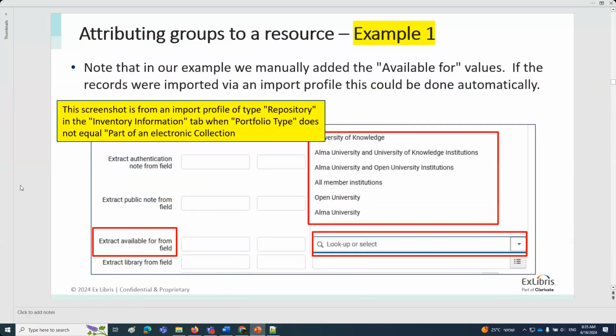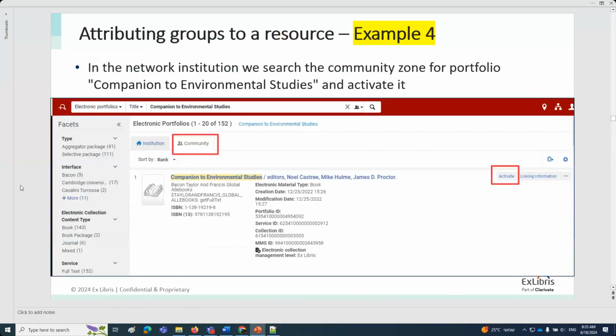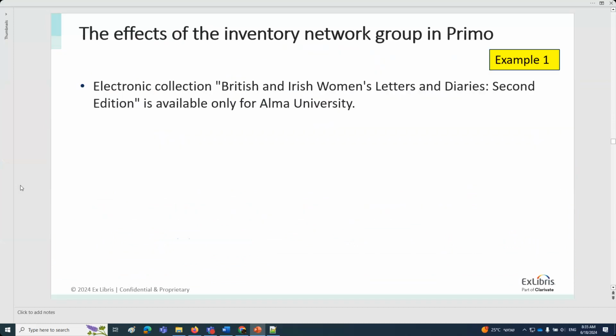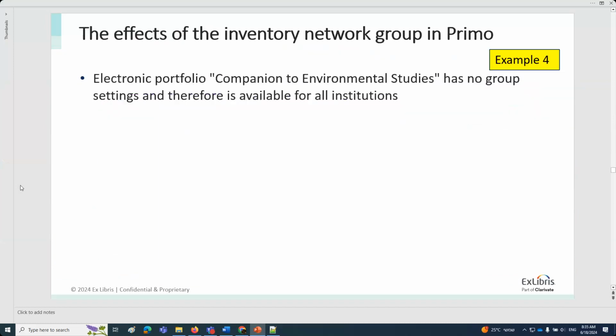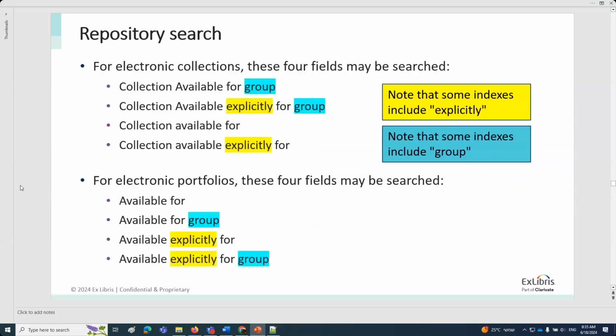So these are the examples which we already showed. We're not going to show these more. We also have in the PowerPoint here examples for viewing those in Primo. We also saw in Primo how that works. So we're not going to do that. Now, within the repository search in Alma, it's possible to retrieve all of the resources which are available for a specific group.